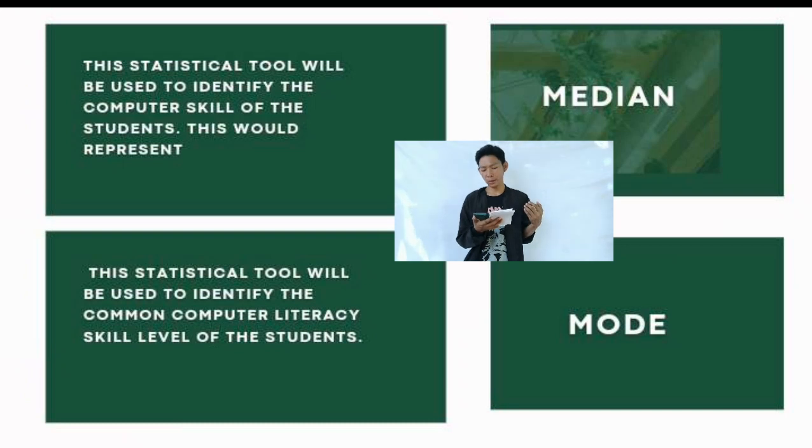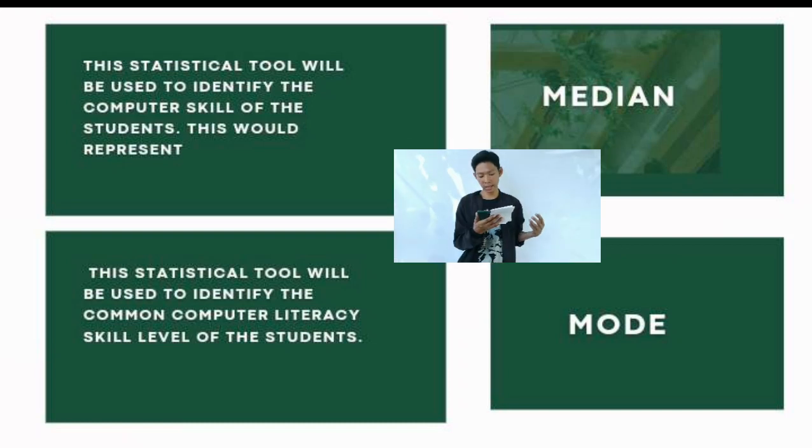The second method that we use to interpret and analyze data is the median. This statistical tool will be used to identify the computer literacy skills level of the students, and it would represent the average skills of the students. In this method, the data will be arranged in ascending order, and the middle number would be the average skills of the students.